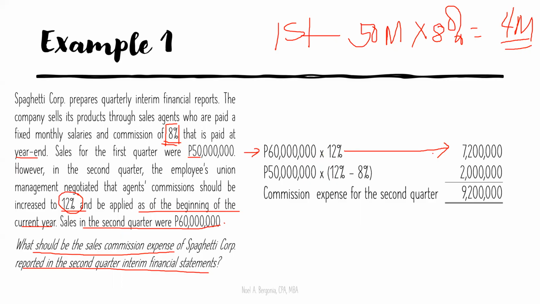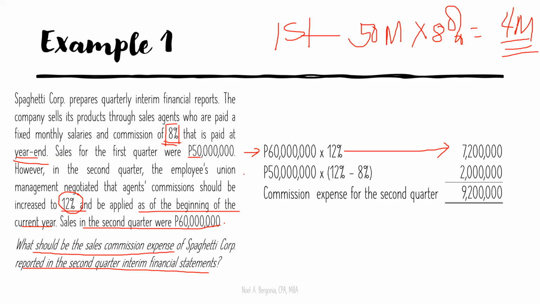So if there had been no changes, it should be 8% of the 60 million. But because there was a change, we now use 12%. Since in the first quarter we only recorded 4 million, and we are going to pay at year-end, as mentioned here, we will pay 12%. So what you need to do is update the balance right now.